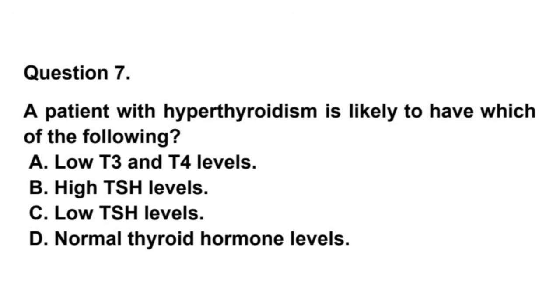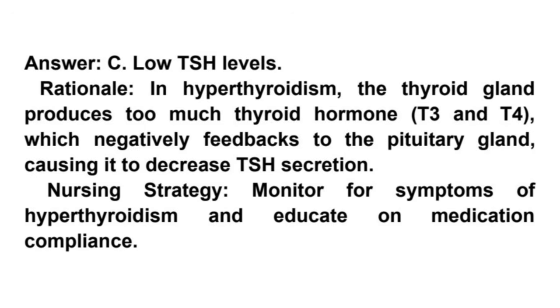Question 7. A patient with hyperthyroidism is likely to have which of the following? A. Low T3 and T4 levels, B. High TSH levels, C. Low TSH levels, or D. Normal thyroid hormone levels. Answer C. Low TSH levels. Rationale: in hyperthyroidism, the thyroid gland produces too much thyroid hormone, T3 and T4, which negatively feeds back to the pituitary gland, causing it to decrease TSH secretion. Nursing strategy: monitor for symptoms of hyperthyroidism and educate on medication compliance.